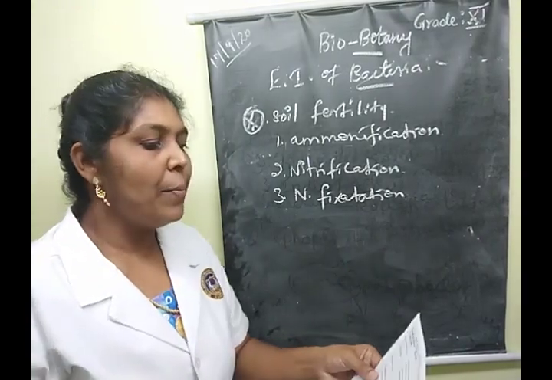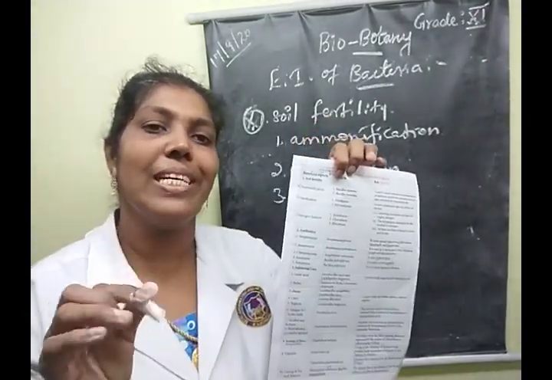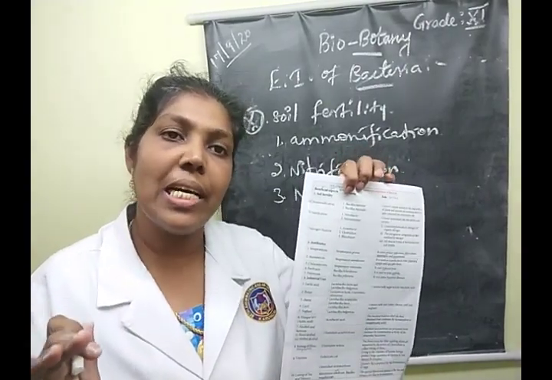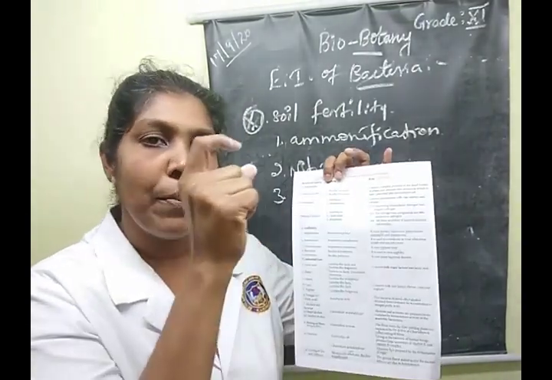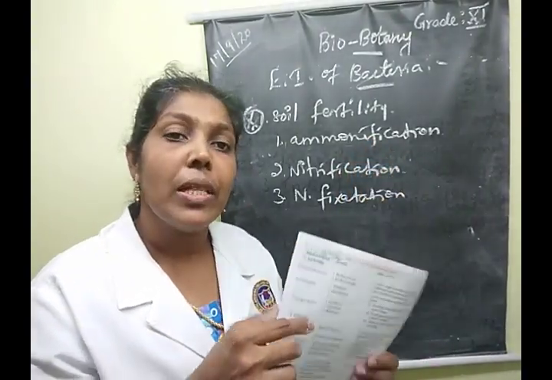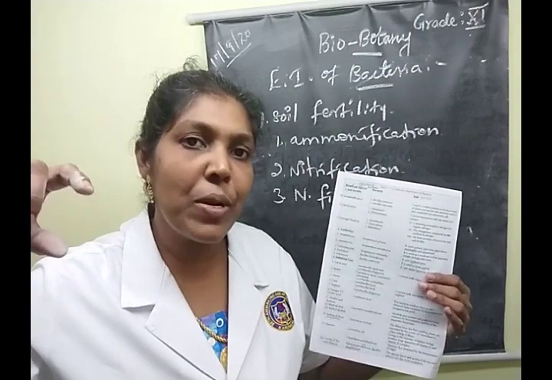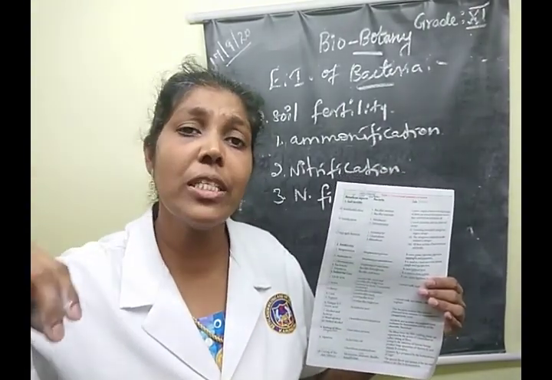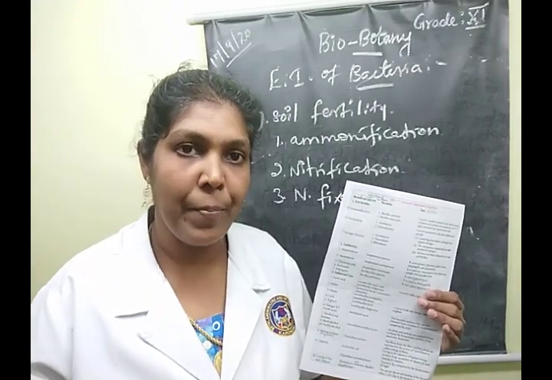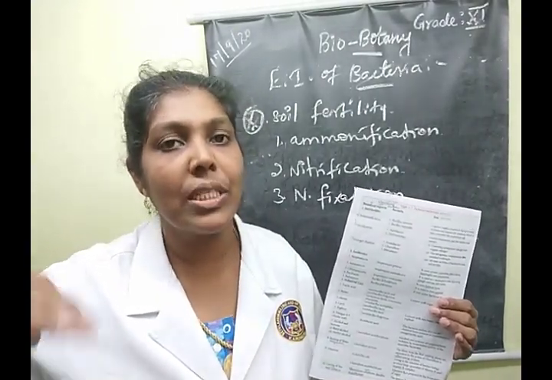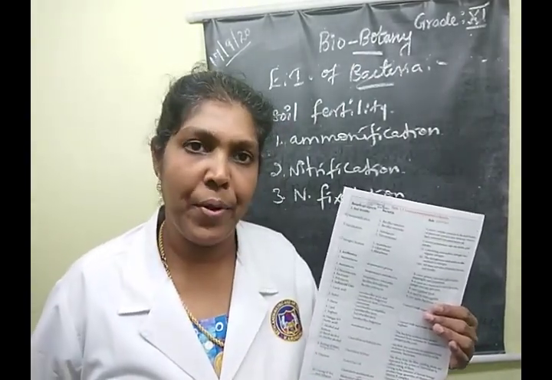Clear? Ammonification involves two bacteria: Bacillus ramosus and Bacillus mycoides. These are the two bacterial species involved. In this process, the complex protein molecules present in the dead bodies of plants and animals are converted into ammonia. The first step is ammonia. Then ammonia is converted into ammonium salt. Clear children? That process is called ammonification.